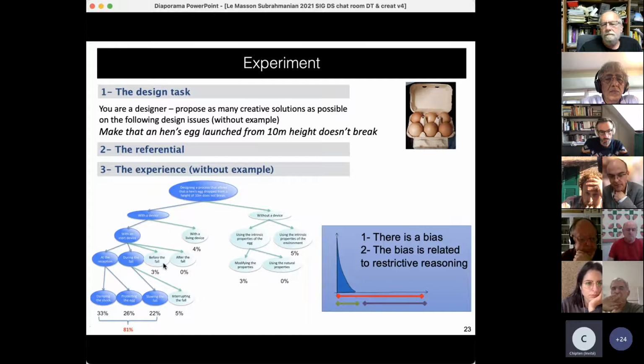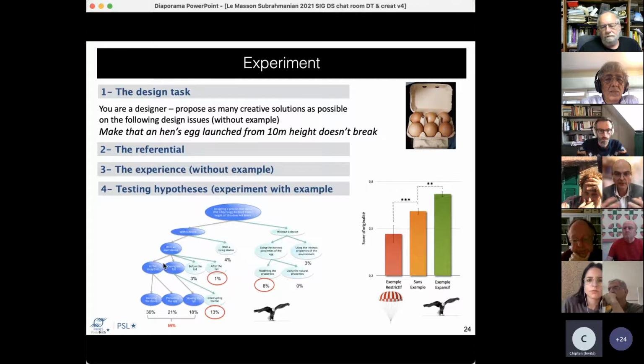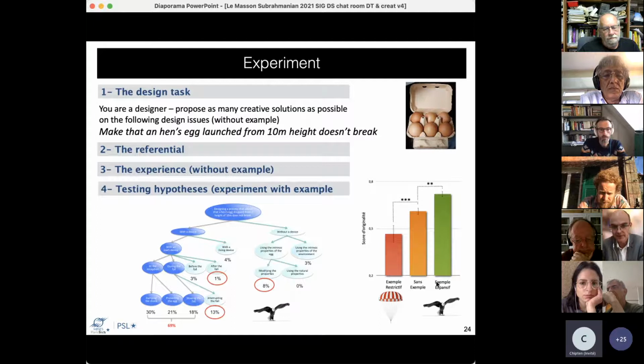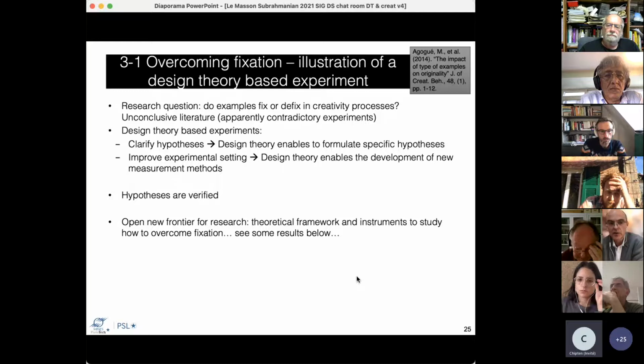And in the second part of the experiment, you then propose an example before the ideation process. A team is proposed with the example of a parachute, and you see that the parachute example provokes a decrease in originality, and the parachute is clearly from the restrictive area. But another team is proposed to consider that a solution could be that you tame an eagle to catch the egg when falling. And this example taken from the expansive knowledge area provokes the expected expansive partitions, so the defixation process, and you see that there is a clear gain in originality. So this paper shows how a design theory can be used to clarify hypotheses and to adapt an experimental setting, and you see that in this case the hypotheses are verified.